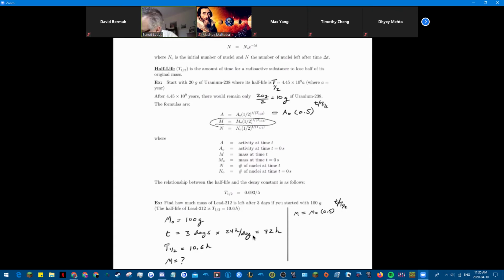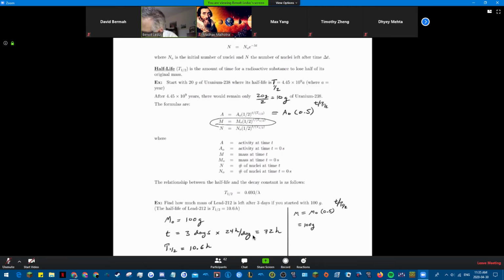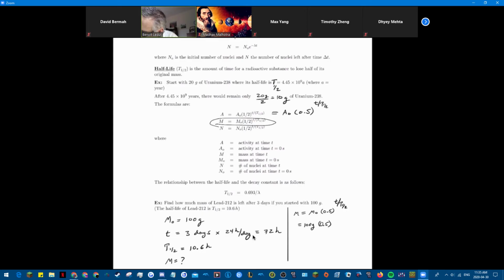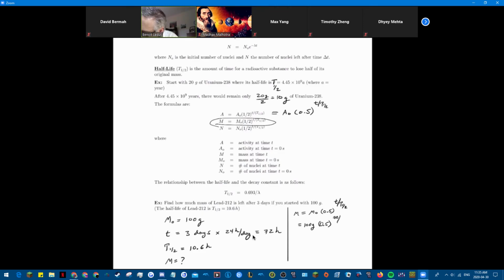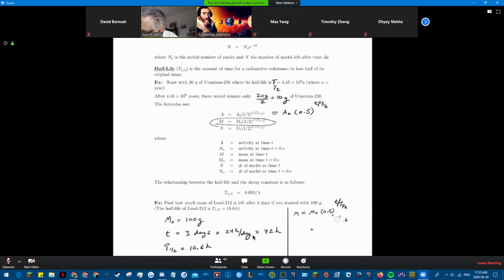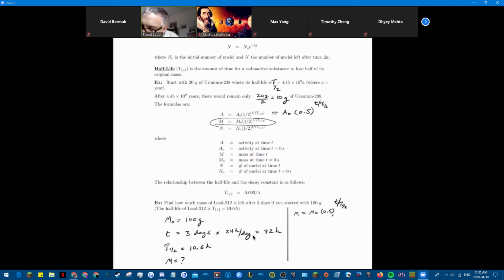So let's put some values here. This is 100 grams, 0.5, now raised to 72 hours divided by 10.6. Now you don't have to put the hour because the hour will cancel. Let me put this a little bit differently, I don't have space here.